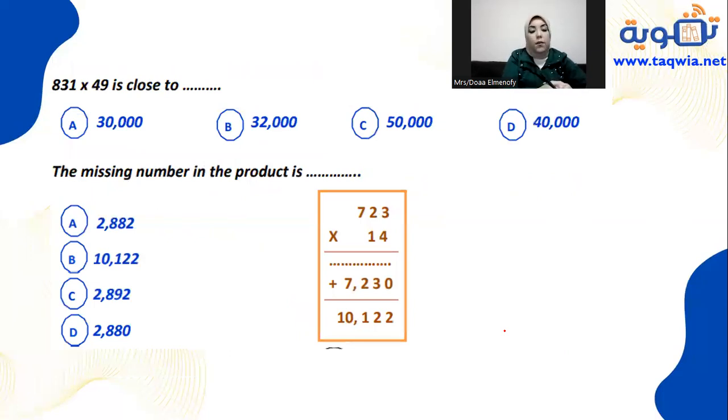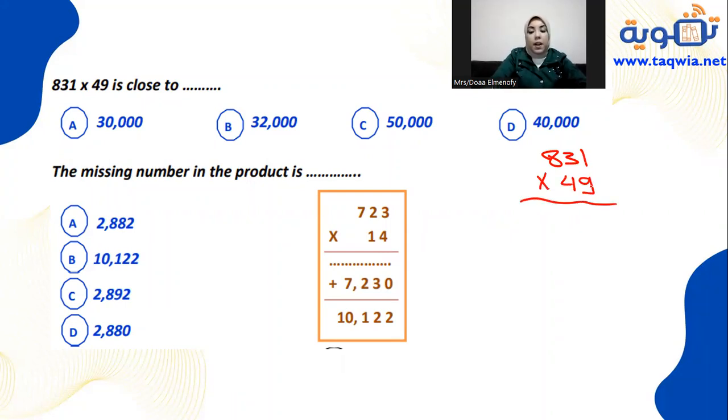831 multiplied by 49 is close to... So here, actually, you can estimate this number and then multiply, or you can multiply and then estimate it. Okay, so let's multiply first 831 by 49.